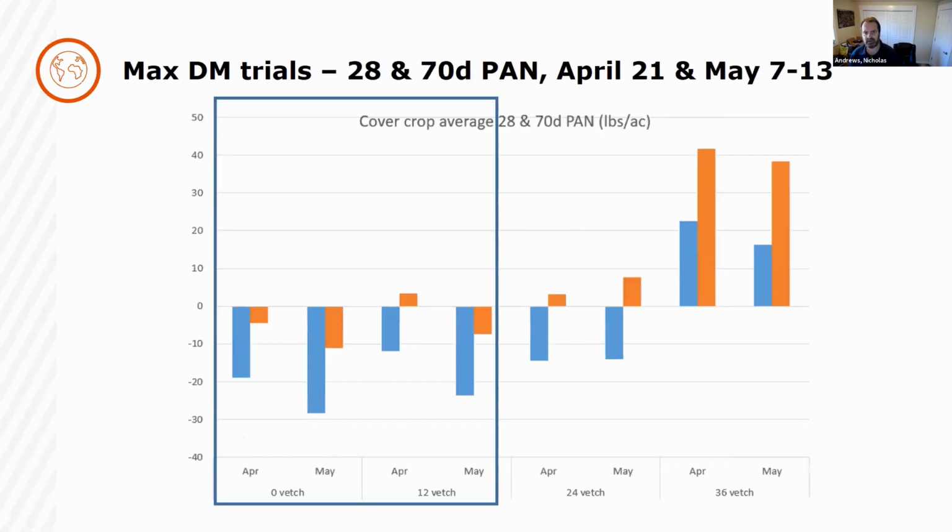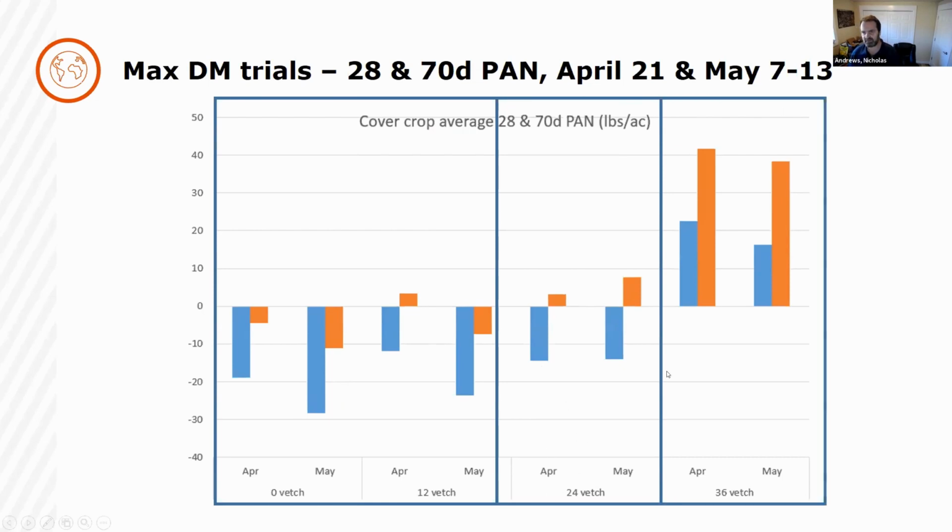And then this is the penultimate slide. I've got one more if I have time. The blue bars are nitrogen being immobilized 28 days after incorporation. The orange bars are nitrogen being immobilized 70 days after incorporation. So the 0 vetch and the 12 pounds per acre of vetch treatments were immobilizing a bit of nitrogen, especially in the short term. The 24 pounds of vetch looks like it immobilized a bit of nitrogen, 10 to 15 pounds per acre at 28 days, but by 70 days, it was actually mineralizing a little bit.